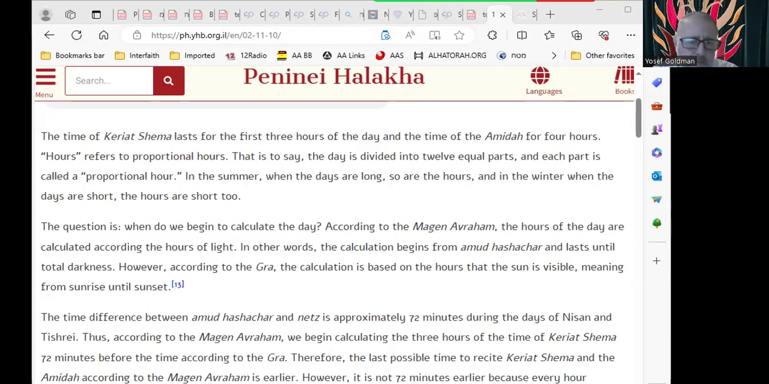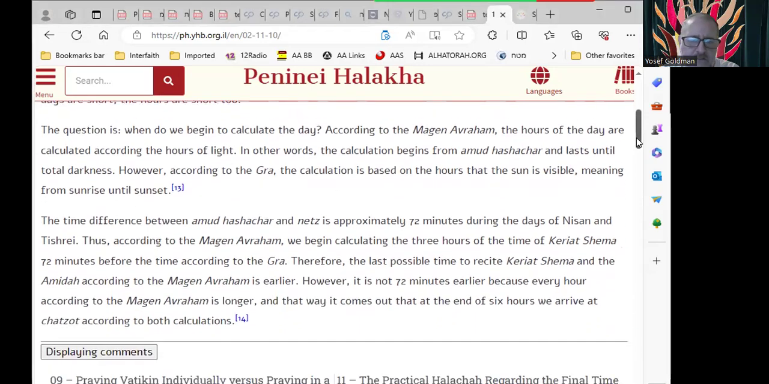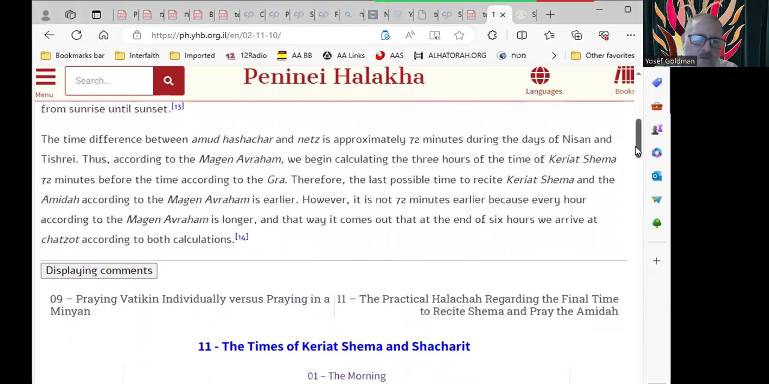And so the question is, when do we begin to calculate the day? According to the Magen Avraham, one of the commentators on the Shulchan Aruch, the hours of the day are calculated according to the hours of light. In other words, the calculation begins from Amud Shachar, what we call dawn, and lasts until total darkness. However, according to the Gra, Eliyahu of Vilna, known as the Gaon of Vilna, the calculation is based on the hours that the sun is visible, meaning from sunrise to sunset. So far, so good, because those are pretty good definitions of what we want to understand.